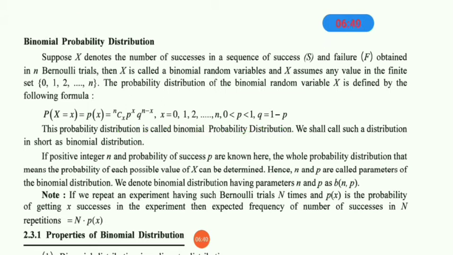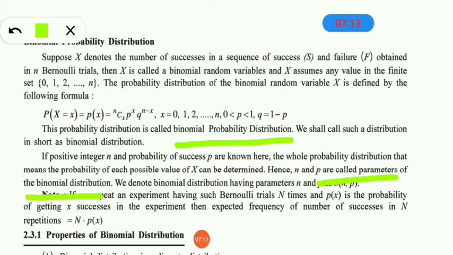So in this example, p or q is given, and you find q or p from one minus the failure or success probability. This probability distribution is called a binomial probability distribution. We shall call such a distribution, in short, a binomial distribution. If the positive integer n and the probability of success p are known, the whole probability distribution, that means the probability of each possible value of X, can be determined. Hence, n and p are called parameters of the binomial distribution.